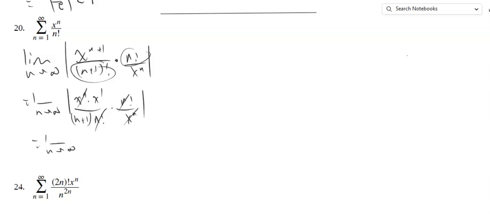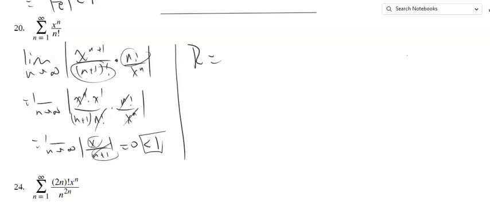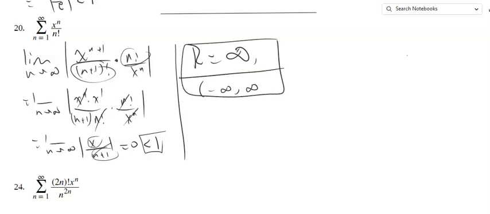Limit as n approaches infinity of x over n plus 1. That limit is 0, which means it's less than 1 for all values of x. So as n approaches infinity, x is a constant, and that's going to approach 0. It's always going to be less than 1, right? Therefore, we say R is infinity. Remember what R is, the values you could choose. R is infinity, there's no bound on this, and the interval of convergence is negative infinity to infinity. Any values of x will satisfy that case.